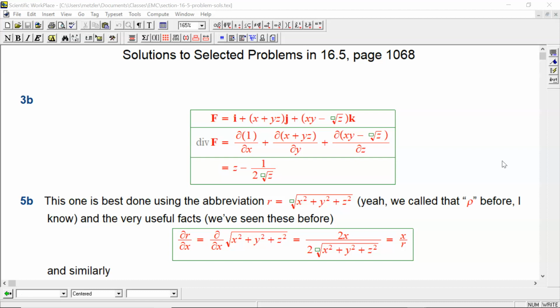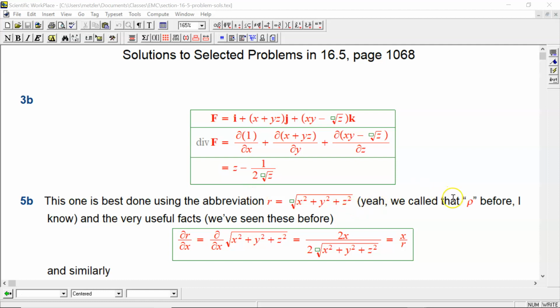What they're talking about here is the unit radial vector field. They're taking xi plus yj plus zk and dividing it by r. And so we want to be smart about that. We'll be able to do it with a few preliminary calculations, some of which we've seen before, in a very slick way. And I'll show you two slick ways.